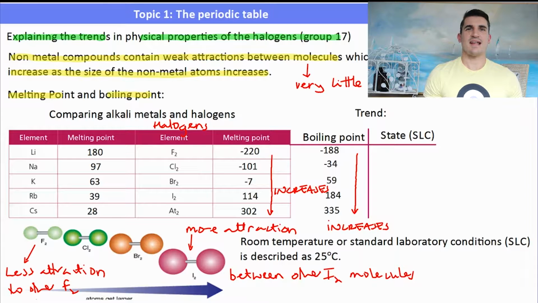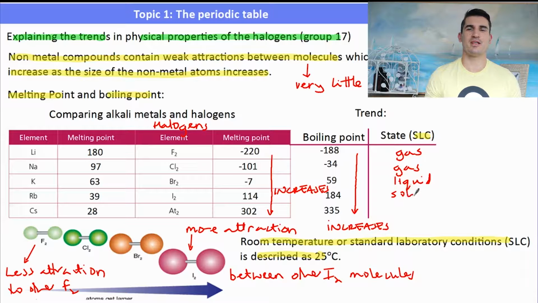With the state at SLC, SLC is described as standard lab conditions. So the state means, is it a solid, is it a liquid, or is it a gas? Fluorine has a very low melting point and a very low boiling point, which means that it will be a gas at room temperature. Chlorine, with a boiling point of -34, that's below what we would expect room temperature to be, it will be a gas. Bromine, though, has a boiling point of 59 degrees, so at standard lab conditions, this is likely to be a liquid.